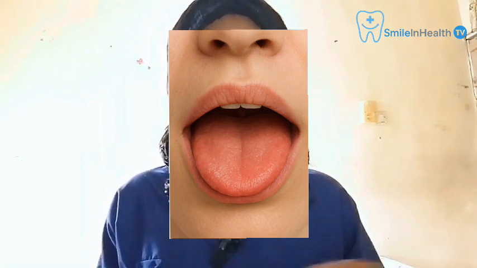Number three is loss of taste. When something is sitting on the surface of your tongue, you won't be able to perceive the taste of whatever you are taking, because your tongue is meant for taste. So when there is a coat on the surface of your tongue, you won't be able to taste well, right? Now, the fourth sign of oral thrush is a burning or pain when eating.